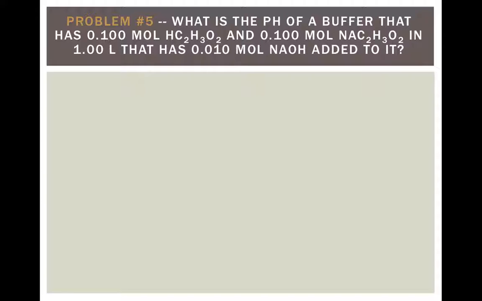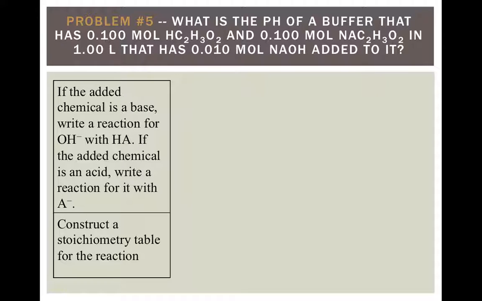So what is the pH of a buffer that has 0.1 moles of acetic acid and 0.1 moles of sodium acetate in 1 liter that has 0.1 mole of acid added to it? So this time you're doing the problem you did before, and then you're adding the acid to it. So notice you have the components of the buffer first, and then the acid added to it. The base added to it second.